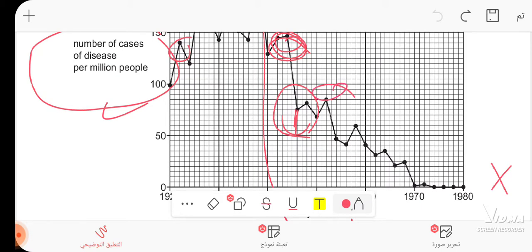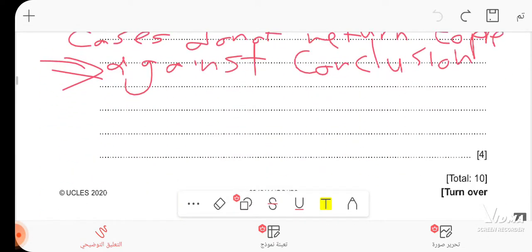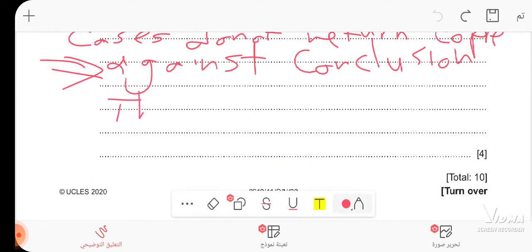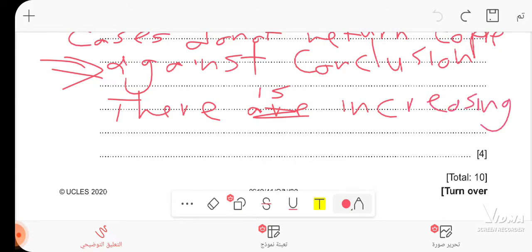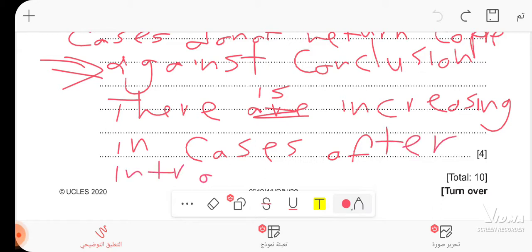And also there is a decrease and increase. So we can say there is an increase in cases after introducing a vaccine, okay.